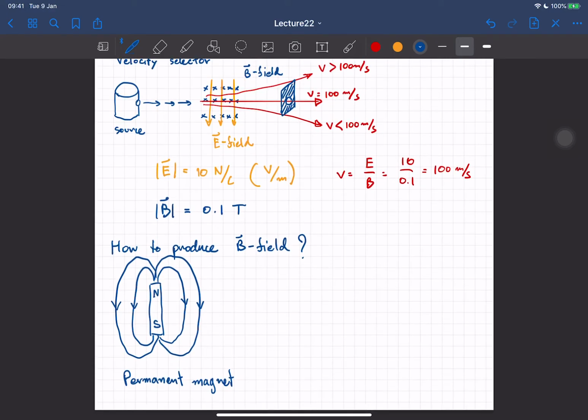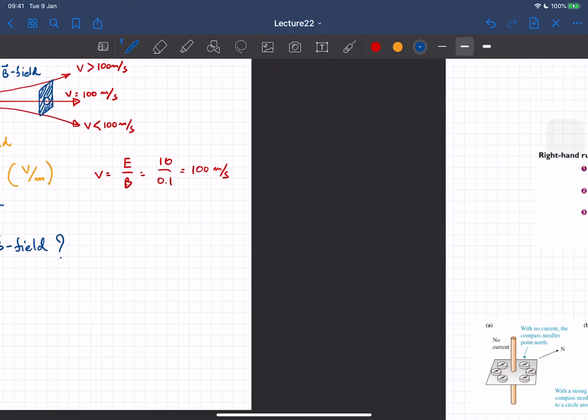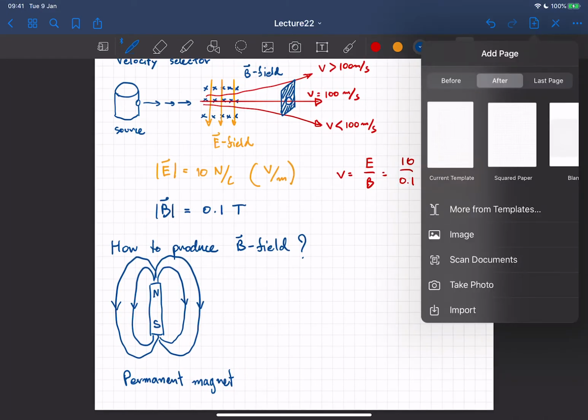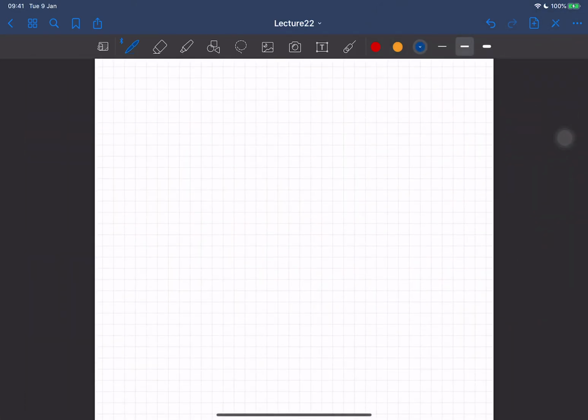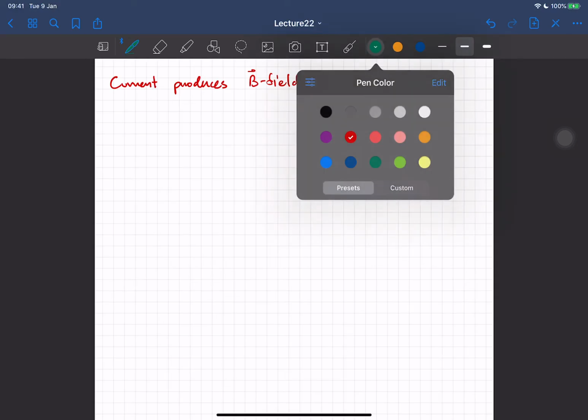But the fundamental law that we use is, I want to go to the next page. The fundamental law is something like this. Essentially what we know is current produces magnetic field. So if you want a magnetic field, you just need a current. And what is a current? It's actually just charge moving. So exactly how do we calculate that?